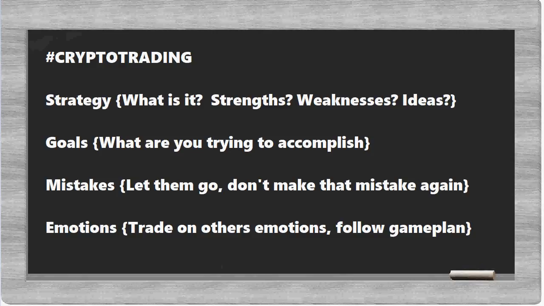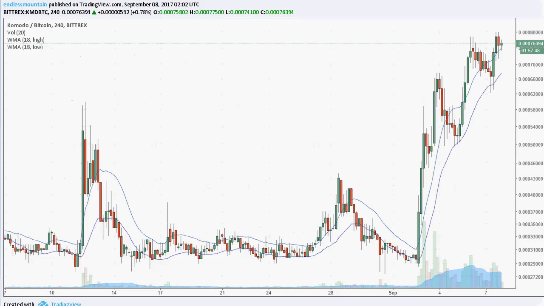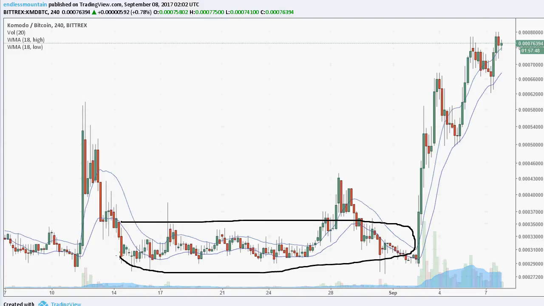Now let's take a look at the KMD Komodo chart on the 4-hour time frame. I want to talk about different ways of trading as far as strategy. In this example, within this time frame, I don't know which day or days, I had 30 tokens or 30 coins bought at probably somewhere around 30,000 Satoshi. And then this thing just skyrockets.